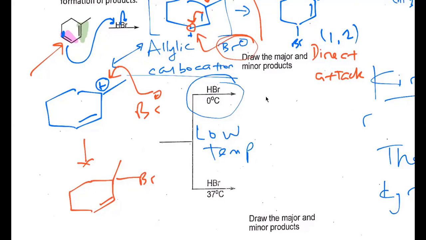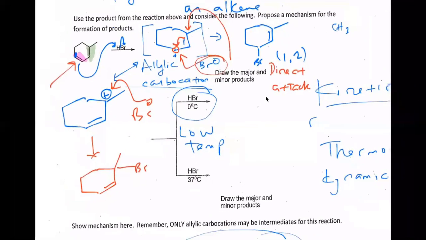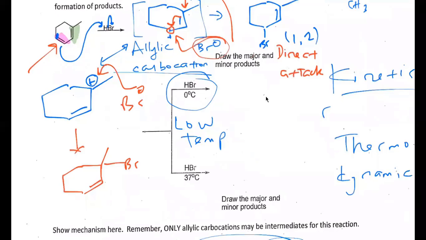I have a question about the product. So you get the same products but it's just at different temperatures. Yeah. So when you do a reaction like this, if you do it at low temperature, you're going to get both products, but the major product is going to be the product that you get from direct attack. And then if you increase the temperature like we did down here, the major product is going to be the one that comes from the resonance attack.